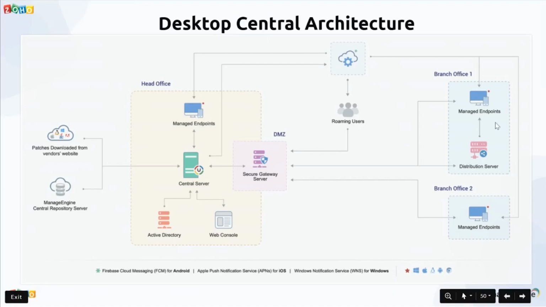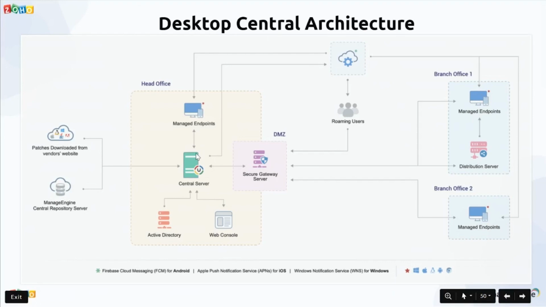In wide area networks, the Desktop Central agents can directly contact the primary Desktop Central server via the Secure Gateway server. Or in remote offices with more than 20 endpoints, we would highly recommend the use of the distribution server. The distribution server will mediate between the Desktop Central agents and the primary Desktop Central server.